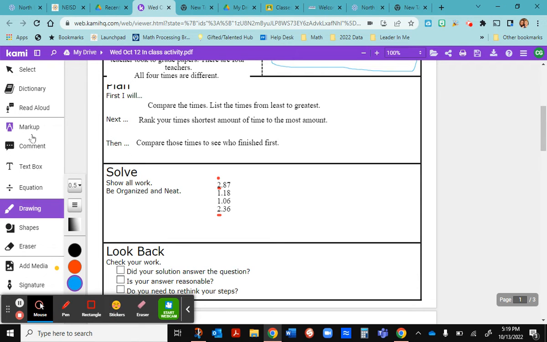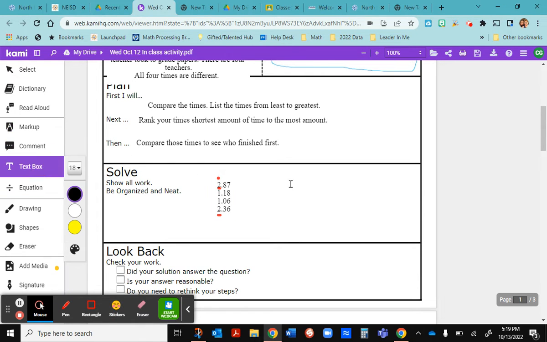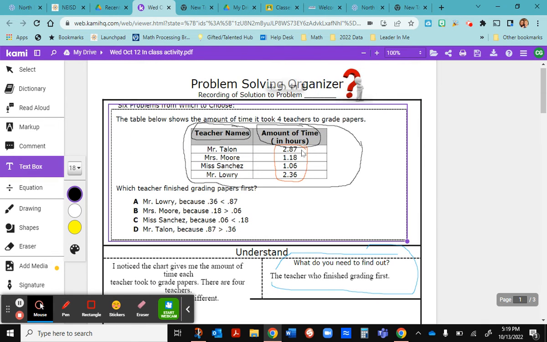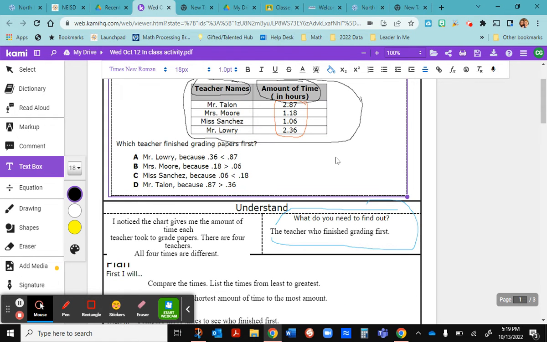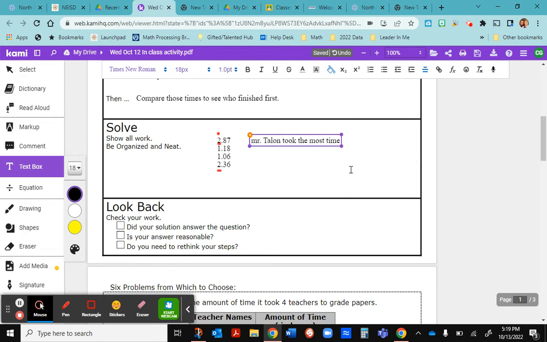Very good. So it's going to be Mr. Talon. He took the most time, so he came in fourth. All right. Then who's third? Yeah, it'll be Mr. Lowry, because that's the one you were comparing it with, right? So Mr. Lowry was third.